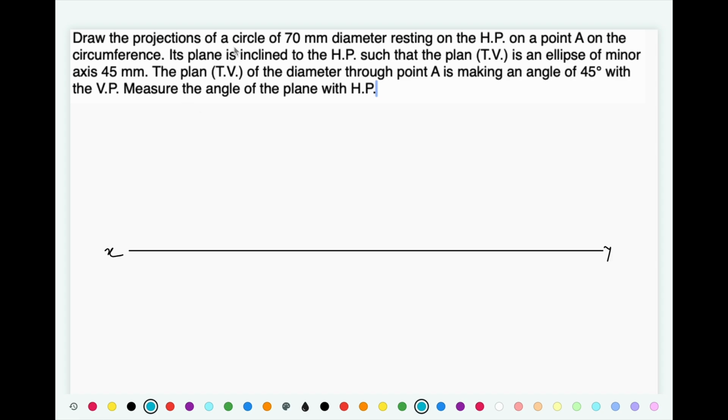Draw the projections of a circle of 70 mm diameter resting on HP on a point on its circumference. So let's say this is the circle, it has one point A on the circumference, and this point is resting in HP, such that the plan, that is the top view, is an ellipse of minor axis 45 mm. The plan, top view of the diameter through that point A is making an angle of 45 degrees with VP.